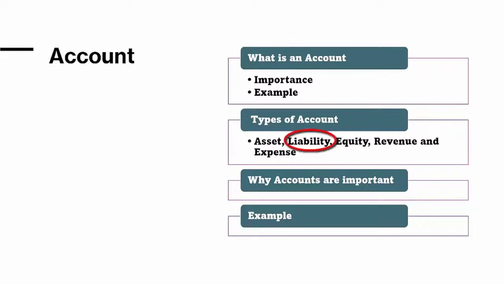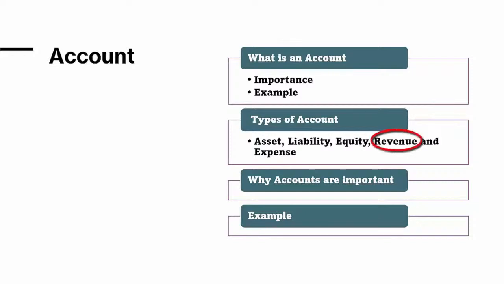2. Liability accounts. Liabilities are amounts the business owes to others. Examples: accounts payable, money owed to suppliers, loans payable, money borrowed from a bank, and tax payable, taxes owed to the government. 3. Equity accounts. Equity represents the owner's interest or claim in the business after all liabilities are subtracted from assets. Examples: capital, owner's initial investment, and retained earnings, profits that are kept in the business.